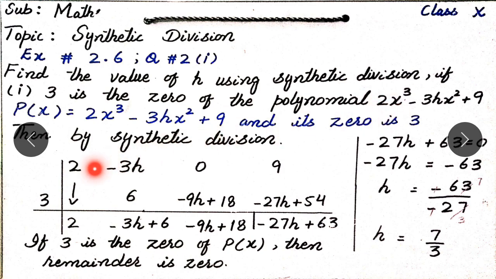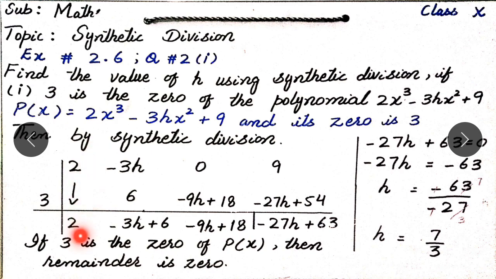Here we can write 2, the coefficient of x cube, then 3h. Don't forget to write h as well. Minus 3h is the coefficient of x square. Then after x square we have x. x is missing, so therefore we write 0 instead. Then 9 is the constant term. And 3 is what? Now don't make it minus 3 because this is not given in factor form like x plus 3. It's just 3, so you can write 3. If it is negative 3, you can write negative 3 here.